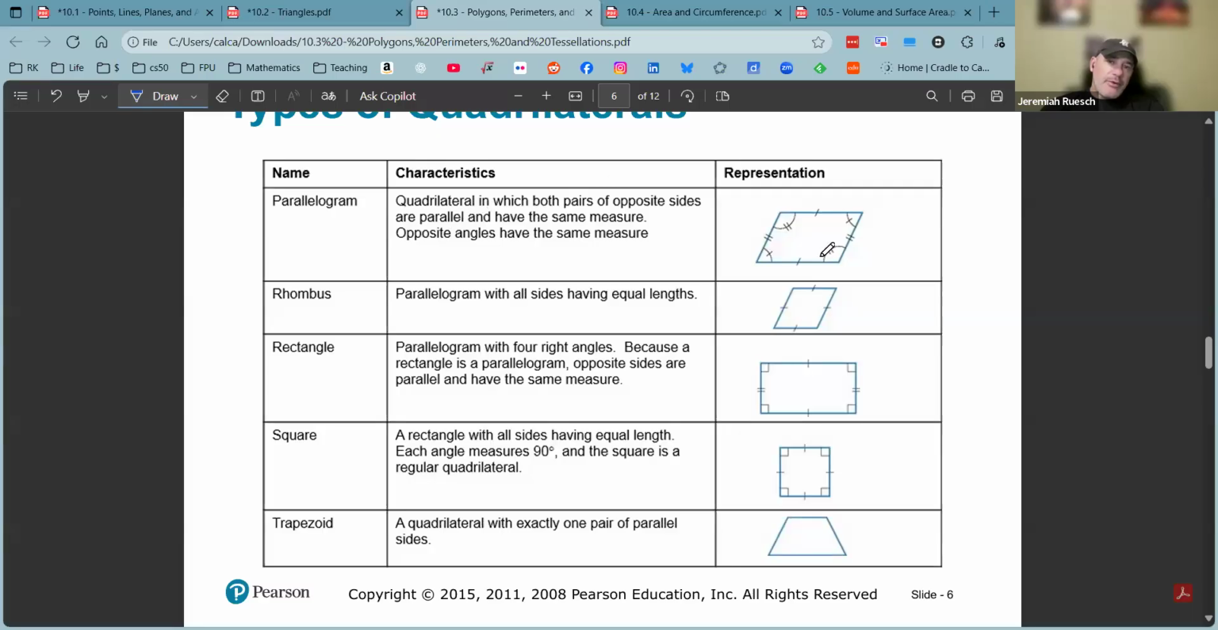Parallelograms are a special type of quadrilateral where the opposite sides are congruent, meaning they're the same length. And opposite angles are congruent as well. So this angle is congruent to this angle, this angle is congruent to this angle. The perimeter you can find by adding up the lengths, and the area is the base times the height. A rectangle that's been pushed over is a good example of a parallelogram.